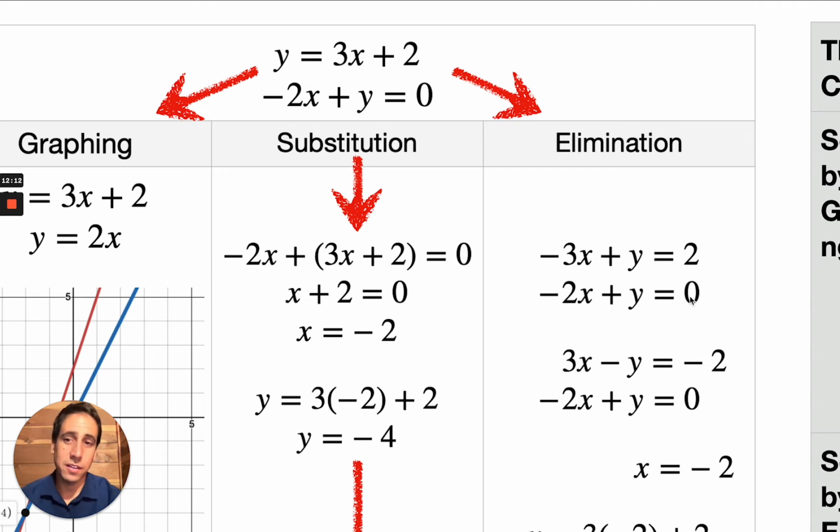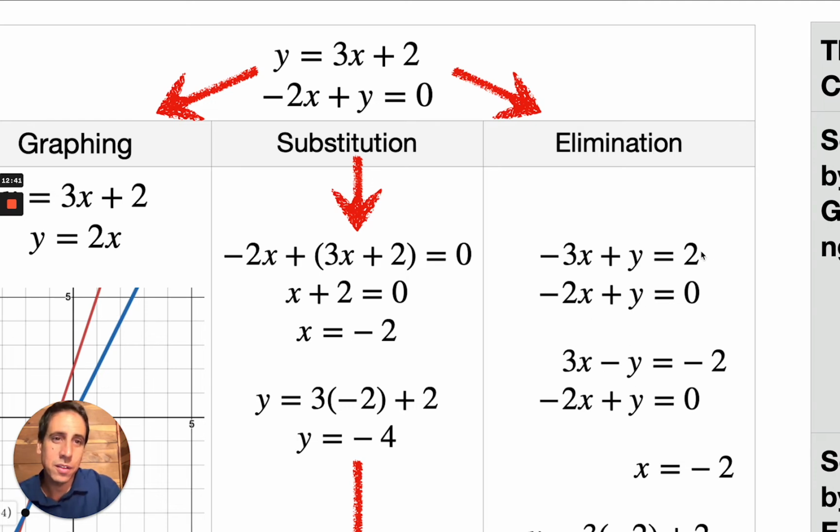Now, if you try and add those at this moment, nothing's going to eliminate. You don't have a positive and negative version of the same term. So I think I'll multiply the top equation by -1. All of a sudden, we get positive 3x. Like -3x times -1 is positive 3x. Positive y times -1 is negative y. Positive 2 times -1 is -2. And now when we add, we can eliminate the y's.